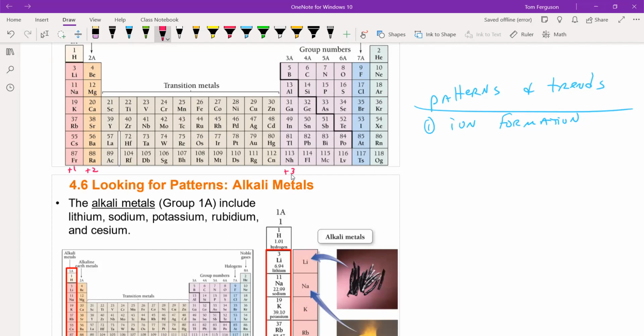Now in group three, the only one that it applies to is aluminum. All the others are metalloids. So that plus three is for aluminum.